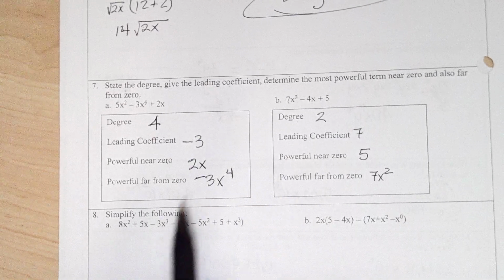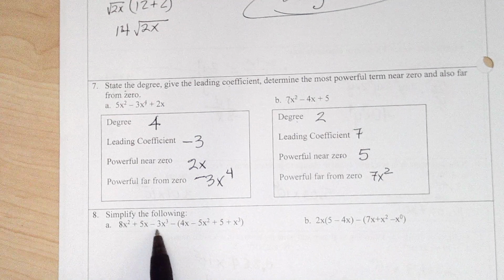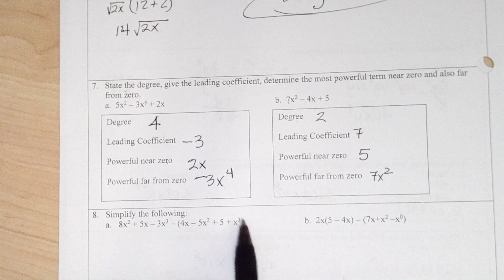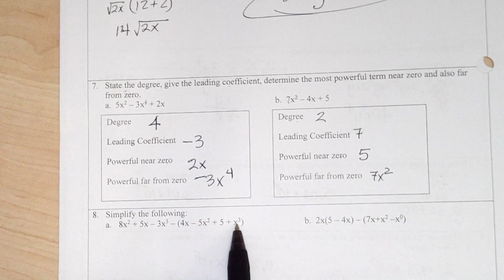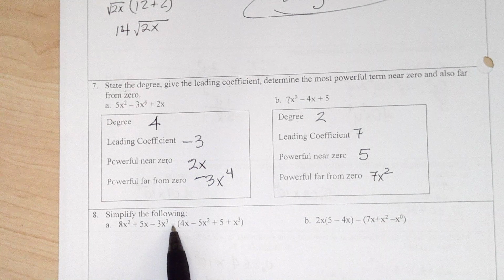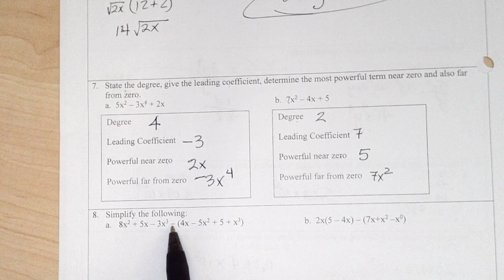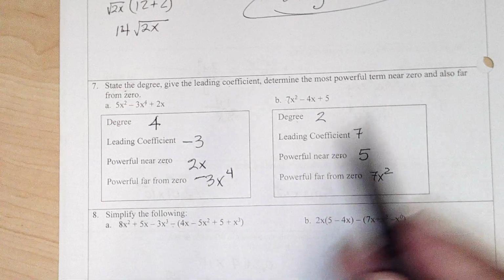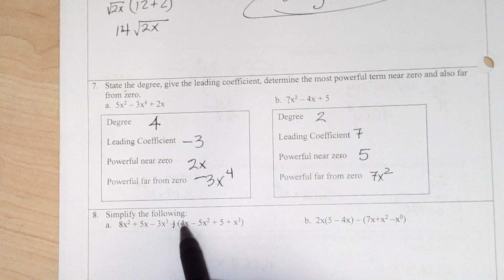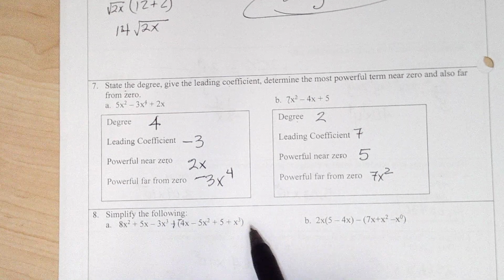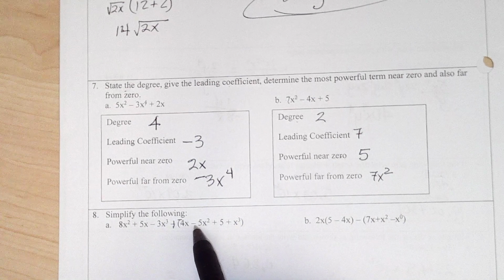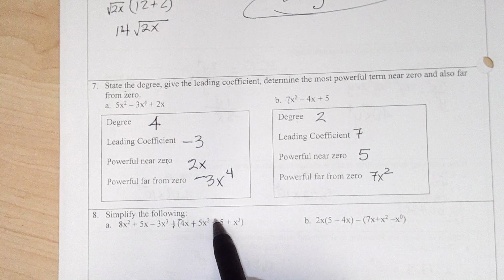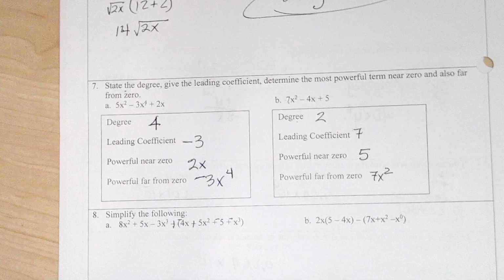Simplify the following. So all we have here is addition or subtraction, but we do have parentheses, and there's nothing that can simplify here, but we do have a minus, which means we have to subtract all of these. So I'm going to change the minus to a plus. I'm going to subtract this one, and I'm going to subtract, which means I'm adding this one. I'm going to subtract this one and subtract this one.